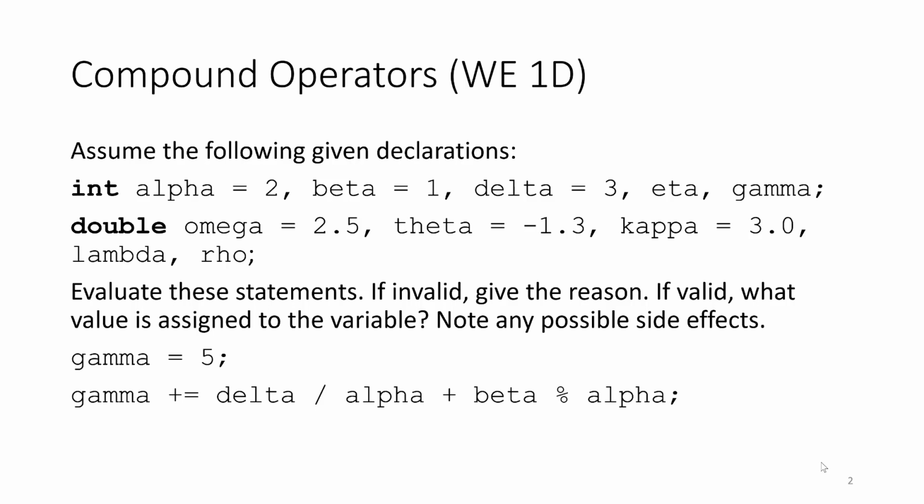If invalid, give the reason. If valid, what are the values assigned to the variables? And note any possible side effects. The statements are gamma is assigned the value 5, and then gamma plus equals delta divided by alpha plus beta mod alpha.